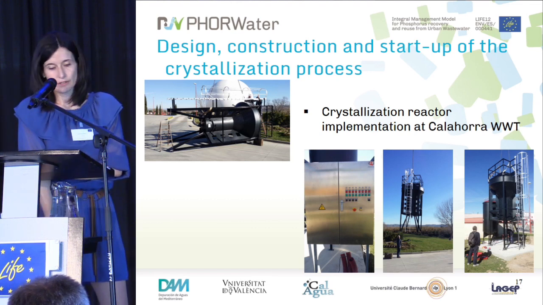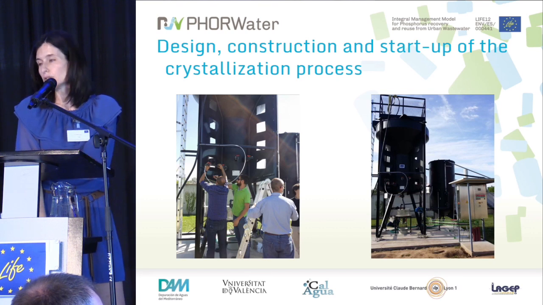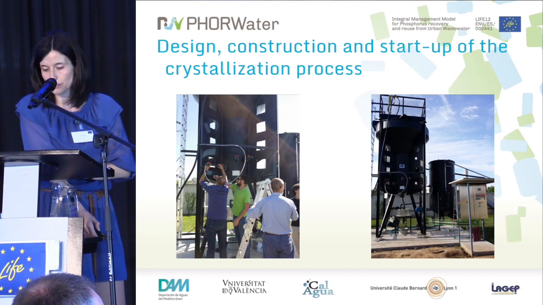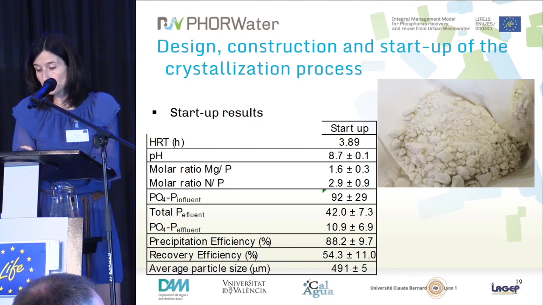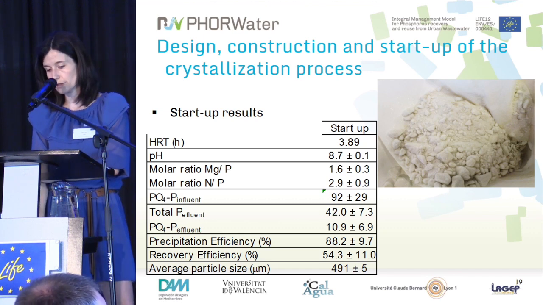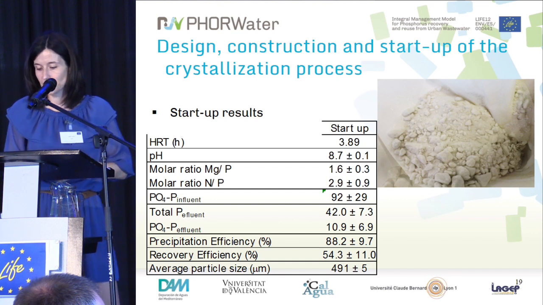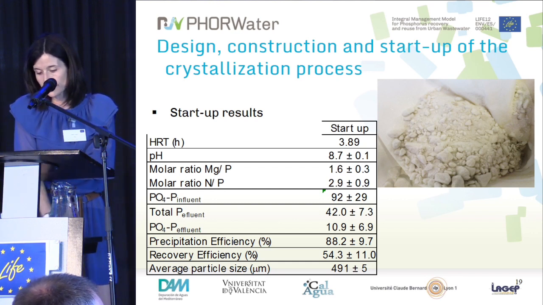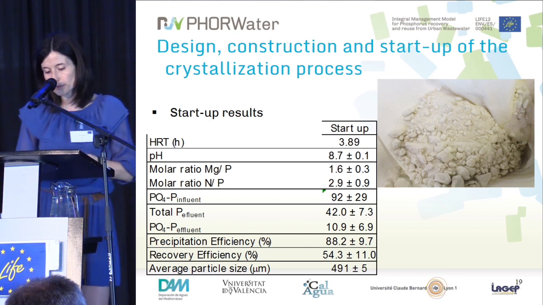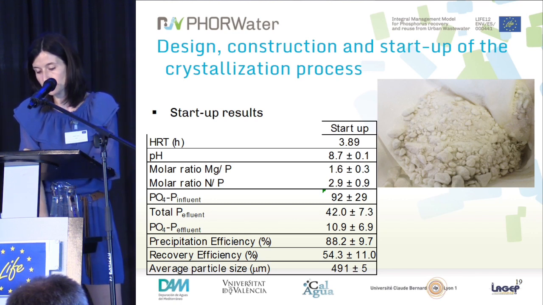Since pH conditions are very critical to obtain struvite, well, this is our reactor, we also developed a fuzzy control to ensure that the pH in the reactor was the optimal for struvite precipitation. And we started up the reactor, and these were our startup conditions. We started up the reactor with almost 4 hours of retention time, with a pH of 8.7. And the phosphorus concentration coming into the reactor was 92 milligrams per liter of phosphorus. And at the beginning, we got a precipitation efficiency of 88%.